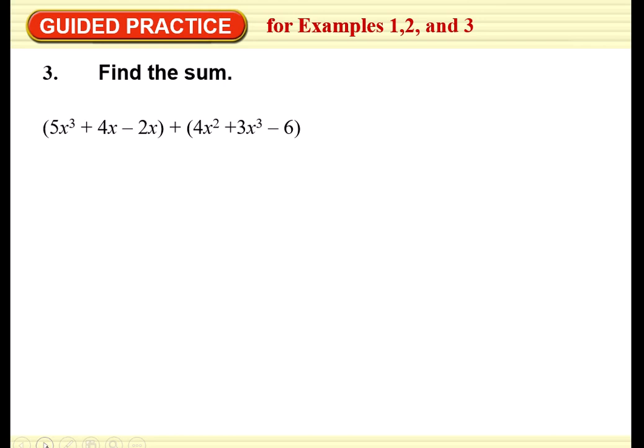Alright, next guided practice, find the sum. You could have done this horizontally or vertically, but you would have the 5x cubed plus 3x cubed to give you the 8x cubed. You would have a 4x squared just by itself, and then you would have a 4x minus 2x to give you 2x. And then you'd have a negative 6. So altogether, it has 4 terms. My degree of the polynomial is 3, and my leading coefficient is 8.